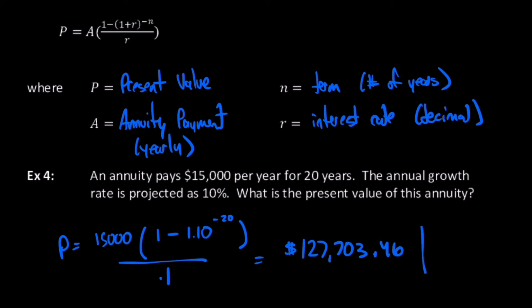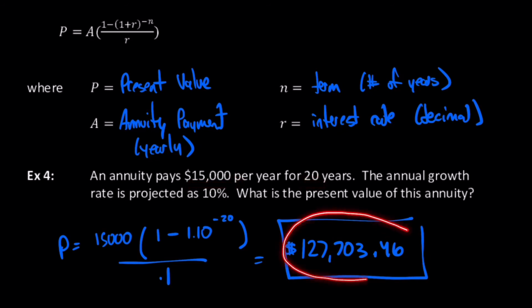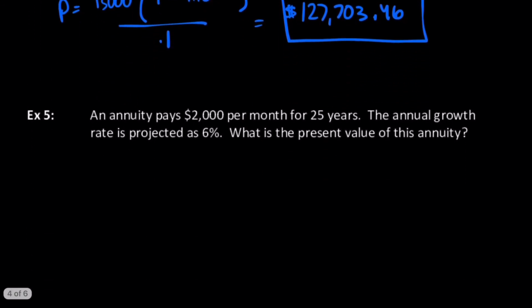$127,703.46. Now, I just want to make sure you guys understand, this does not represent how much money you'll have in the bank after 20 years if I give you $15,000 per year. This represents the amount you would need right now on day one to put in the bank and let it sit there for 20 years. So it equals the same amount as you would get by putting in 15 grand every year for 20 years. Okay, that's an important distinction.